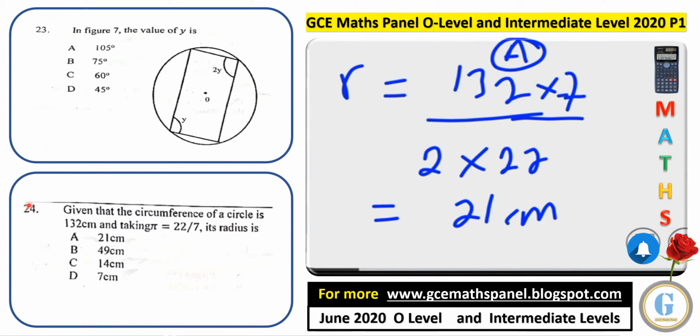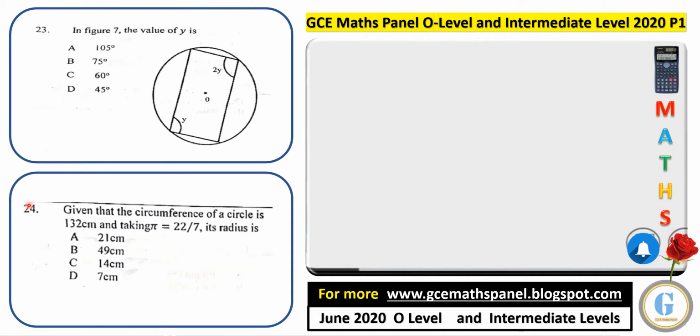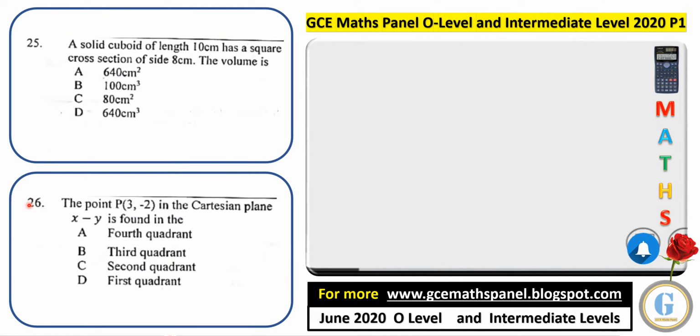Question number 25. A solid cuboid of length 10 centimeters has a square cross section of side 8 cm. What is the volume?